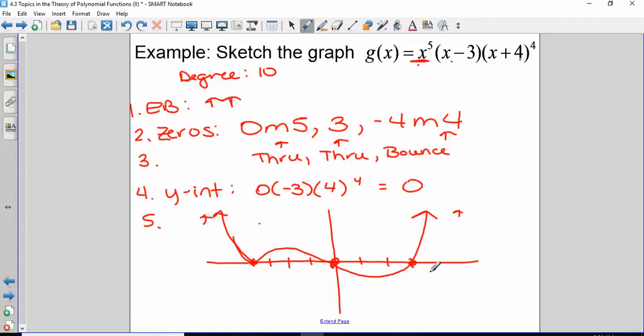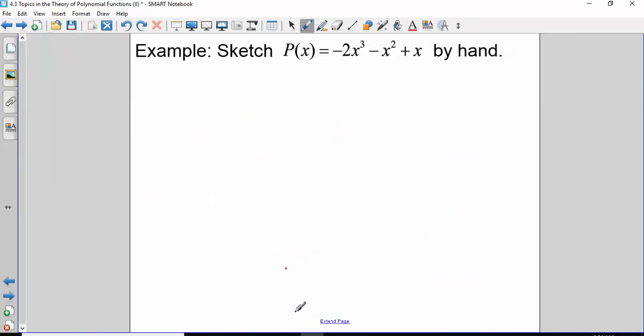I'm going to do one more and then I'm done. Let's do this. What's the degree of this? 3. So then my end behavior, odds look like a chair, but there's a negative in front, so it will go up, down. Good.